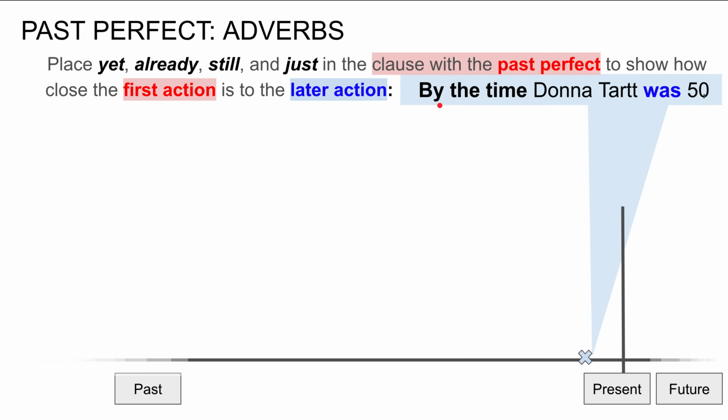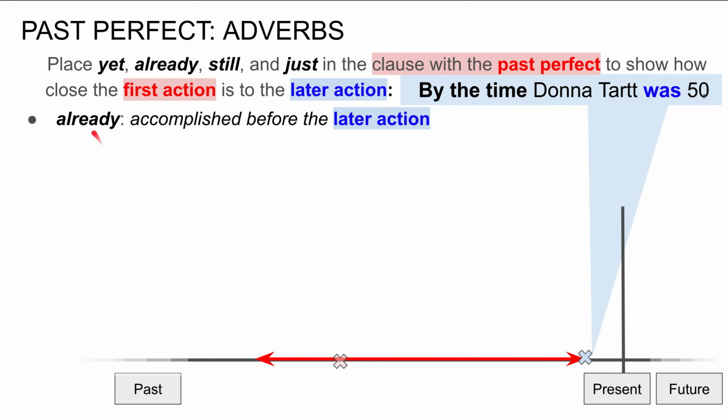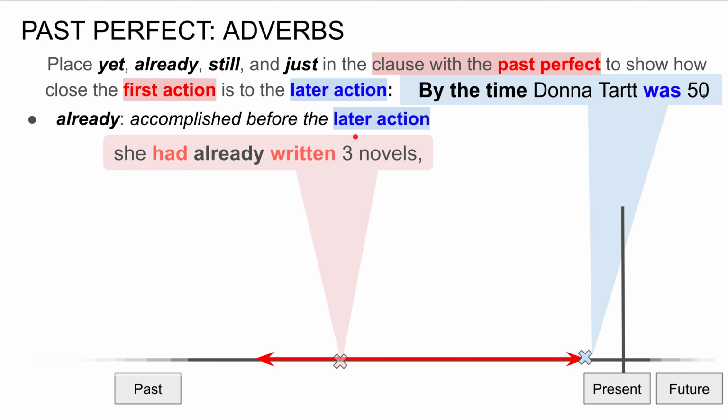By the time, so our later action, our later event, by the time Donna Tartt was 50, we use already to discuss when the first action has been accomplished before the later action. So by the time Donna Tartt was 50, she had already written 3 novels. Here we can see that Donna Tartt was 50. By then, she had already written 3 novels. She accomplished this before turning 50, or by that time.